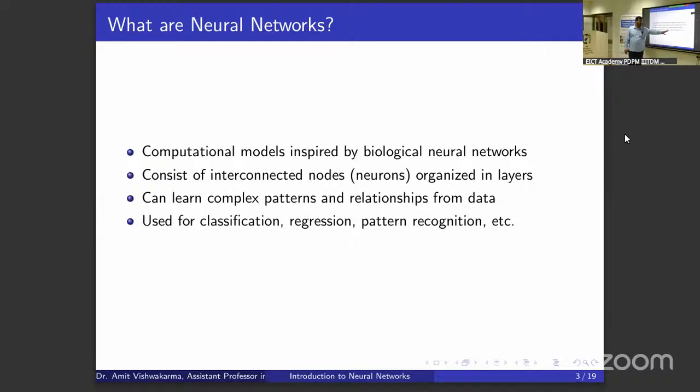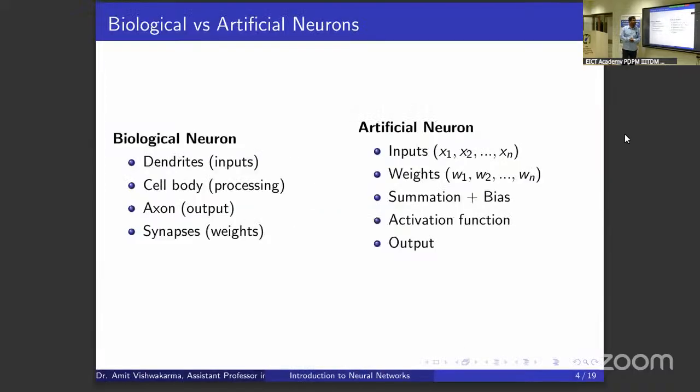Pattern recognition is actually a combination of these two, classification and regression. So it should be clear that in a neural network, we can perform classification as well as regression. Both tasks are possible. We have to make a small modification in the network architecture. Okay, next slide.